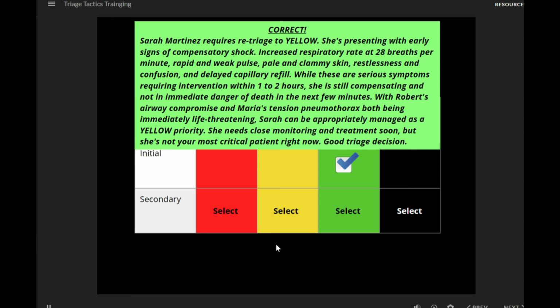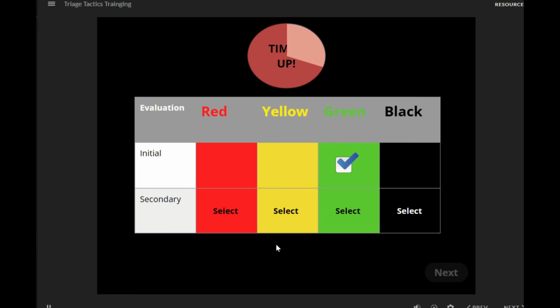With Robert's airway compromise and Maria's tension pneumothorax both being immediately life-threatening, Sarah can be appropriately managed as a yellow priority. She needs close monitoring and treatment soon, but she's not your most critical patient right now. Good triage decision. Click Next to continue.